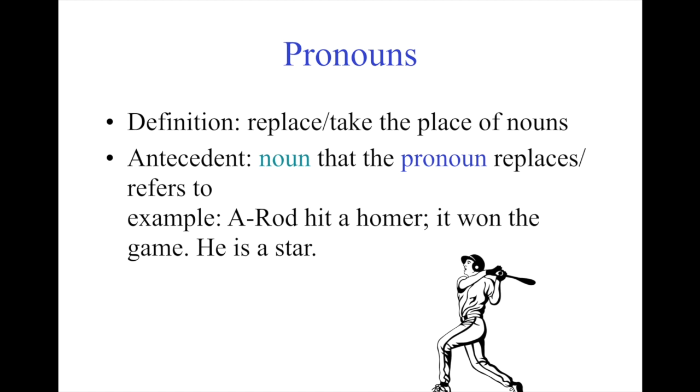All right, pronouns. Definition: they replace or take the place of nouns. They always come with an antecedent, a noun that the pronoun either replaces or refers to. Example: A-Rod hit a homer. It won the game. He is a star. Most of my students can figure out that it refers back to the homer, and he refers back to A-Rod.